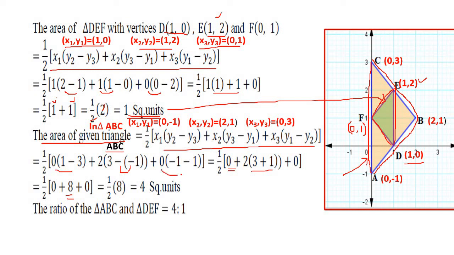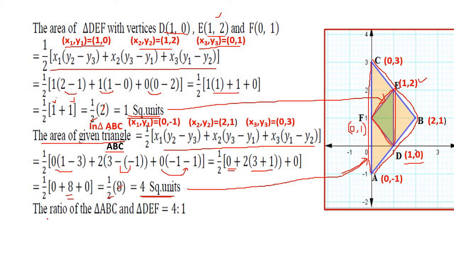Then 0 into anything is 0. Therefore 0 plus 2 into (3 plus 1) plus 0. Then 3 plus 1 is 4, 2 fours are 8, 8 by 2. So this is 4 square units, which is the area of the bigger triangle, the area of the triangle ABC.